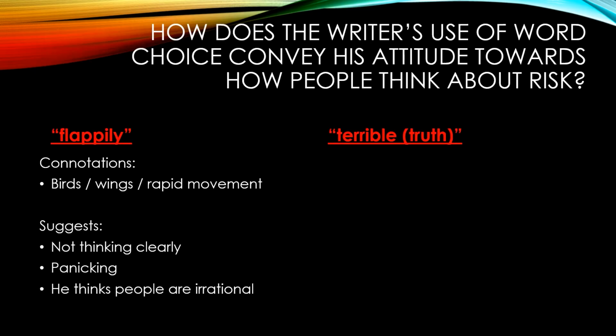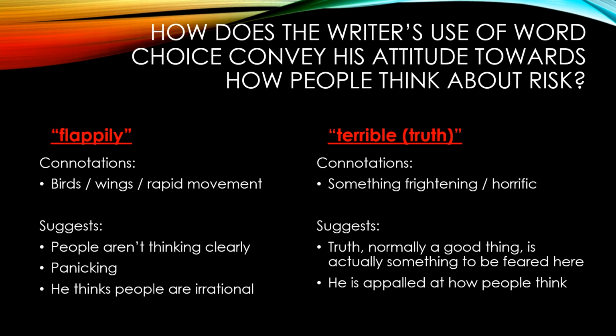So if we start off with the word flappily, then it has connotations of birds and wings and that kind of rapid movement of them kind of flapping their wings around. What does that suggest about how he thinks these people are thinking then? Would suggest they're not thinking clearly. It suggests maybe they're panicking as they kind of flap around, and certainly it suggests that he thinks these people are irrational, whether that's because they're thinking like birds or whether that's because they're panicking in the same way that a bird's wings might flap.